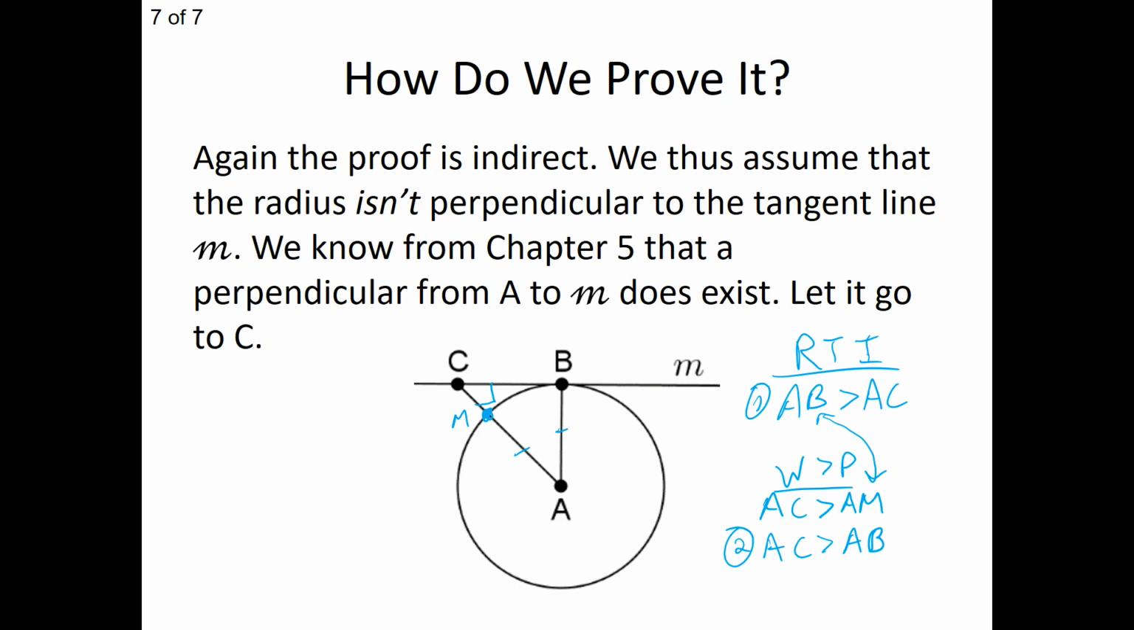And what we assumed was that AB was not perpendicular to our line M, but it turns out AB is perpendicular to our line M by the proof of contradiction. And so there we have it. We have both the tangent existence theorem and its converse to be true.